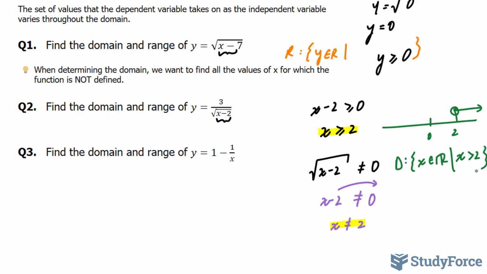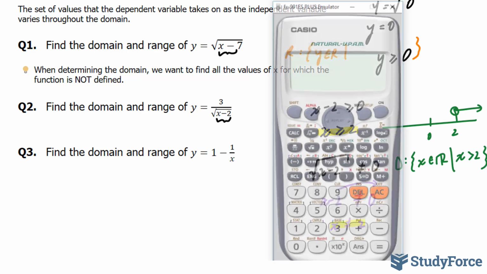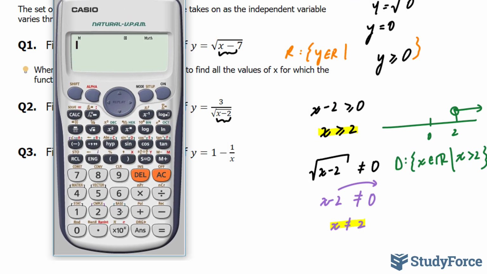Let's find out our range. Let's pick numbers that are slightly larger than 2. Let's pick 2.001. Using our calculator, 3 over the square root of 2.001 minus 2 gives us 94.86. Let's pick a number that's even smaller. We end up with 3,000. So, the closer and closer we get to 2, the y gets larger and larger.